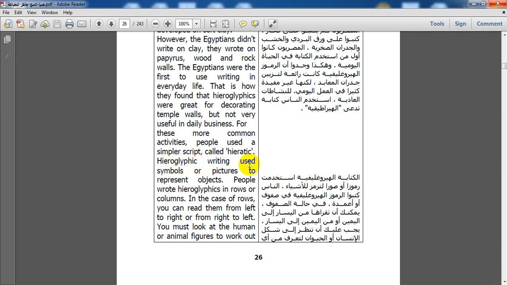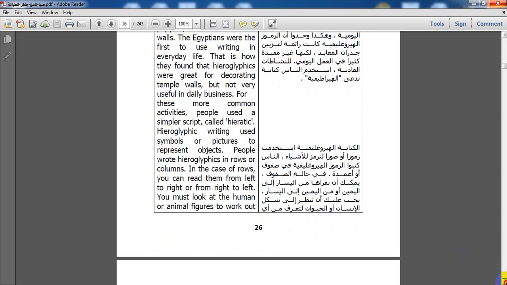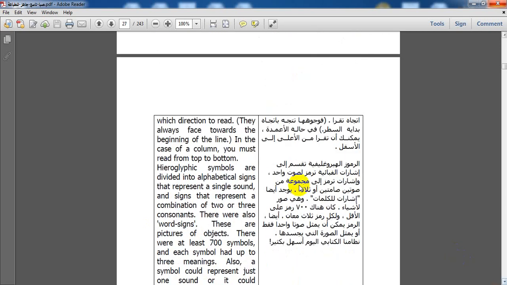Hieroglyphic writing used symbols or pictures to represent objects. People wrote hieroglyphics in rows or columns. In the case of rows, you can read them from left to right or from right to left. You must look at the human or animal figures to work out which direction to read. They always face towards the beginning of the lines. In the case of a column, you must read from top to bottom.